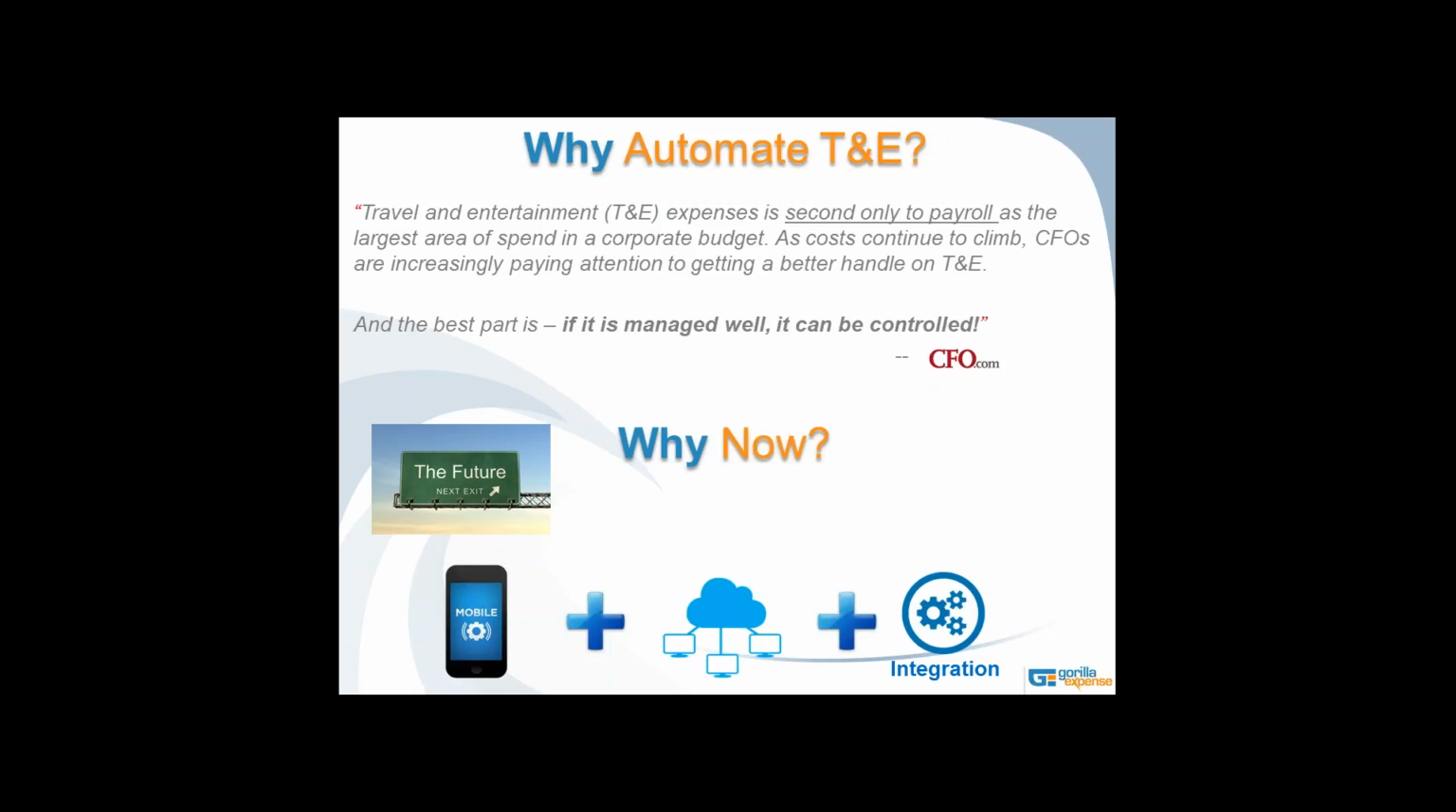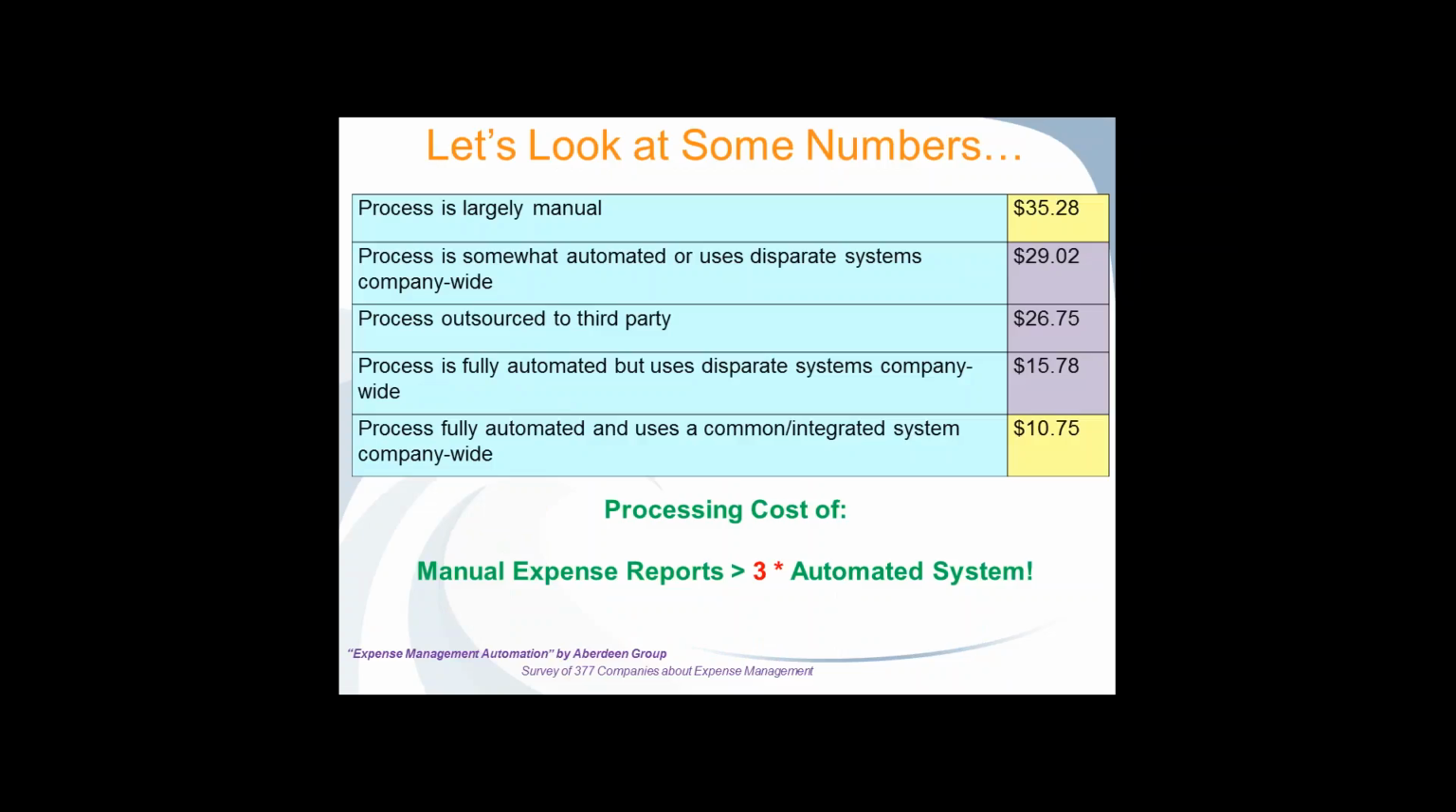Sounds interesting, right? The natural question then is, well, what are some of the numbers? If you can automate all of it, what benefits do you get? So here are some numbers provided by one of the research groups, and they compared what it takes to process an expense report in an entirely manual process versus different levels of automation all the way to the last line on this table, which shows a fully automated and integrated system. And basically, it's more than 3 times expensive to process an expense report manually versus using an automated system.